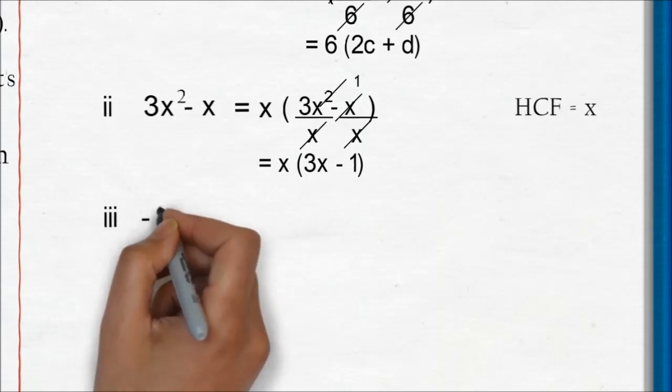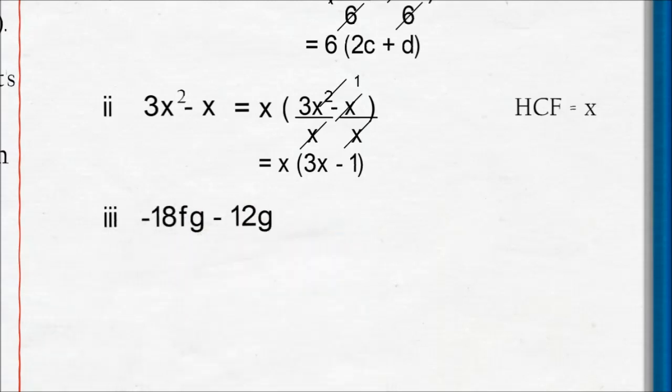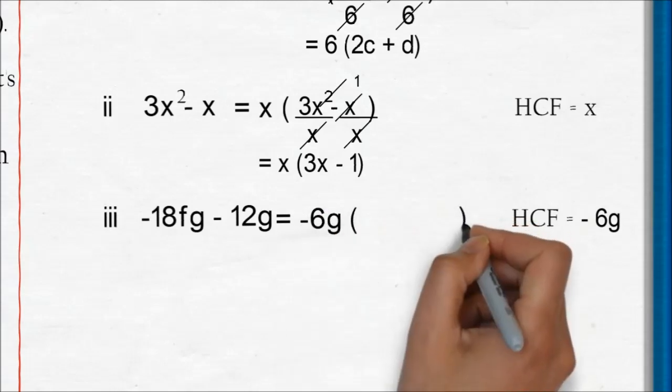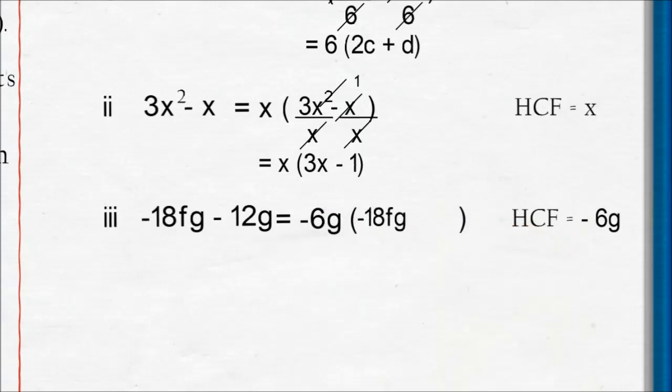In number 3 we have minus 18fg minus 12g. Now because both terms in this binomial expression are negative terms, our HCF is going to be minus 6g, because common to both terms is minus 1. So our HCF is going to carry a minus sign. Then we divide the expression by our HCF, which is minus 6g. So we're going to have minus 18fg divided by minus 6g. Then minus 12g divided by minus 6g.